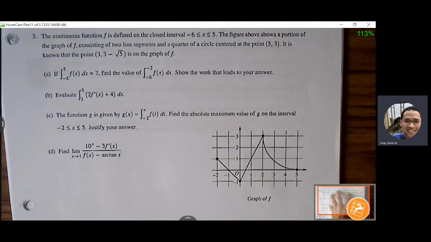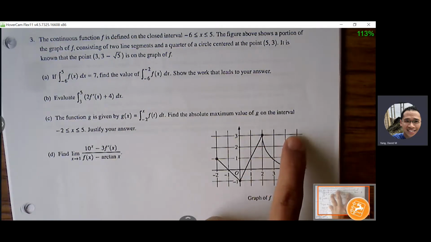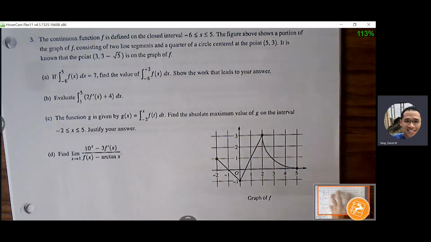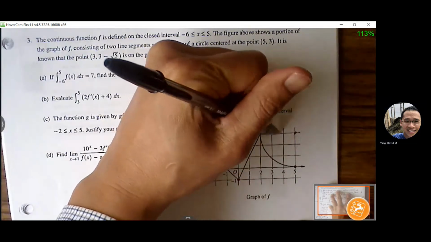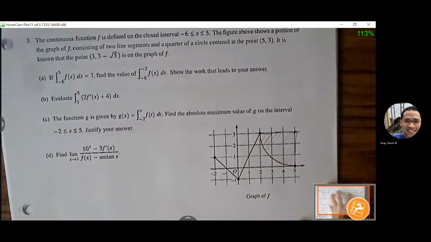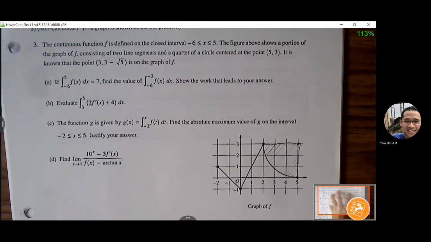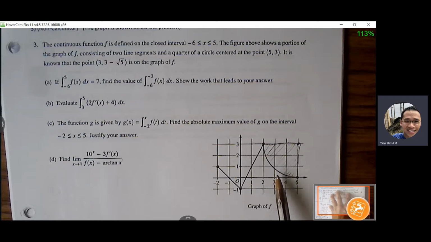Okay, continuous function f is defined on the closed interval from -6 to 5. The figure shows a portion of the graph of f consisting of 2 line segments that we see here, and a quarter circle centered at (5, -3). So you kind of imagine that there's a quarter circle here. It is known that the point (3, 3 minus root 5) is located on the graph of f. So probably this point right here, which we'll come back to later.